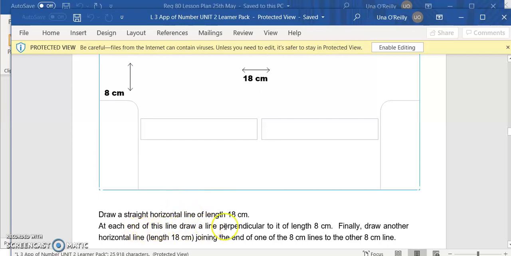At each end of this line, draw a perpendicular line. Perpendicular means like a right angle, okay, T-junction. Draw a line perpendicular to it of length 8 centimeters. So that's basically drawing an 18 centimeter line across and then an 8 centimeter line on each side. And then it wants you to draw another horizontal line going across, which will basically give you the rectangle that represents the size of the couch.